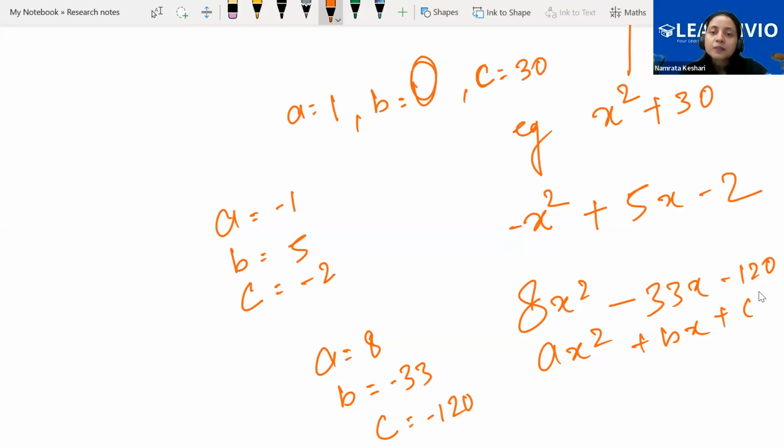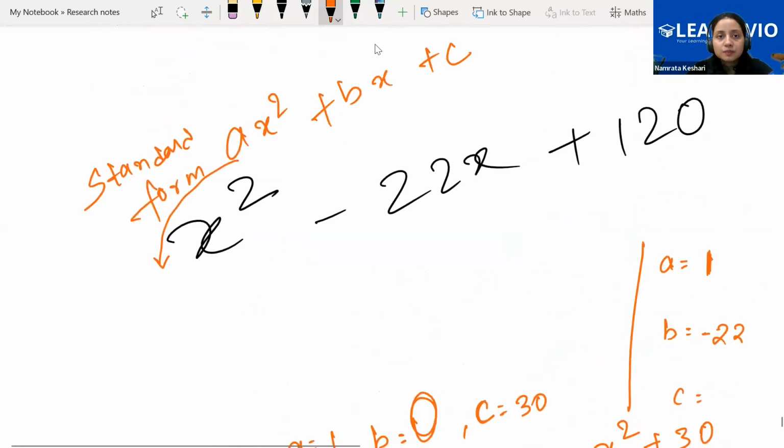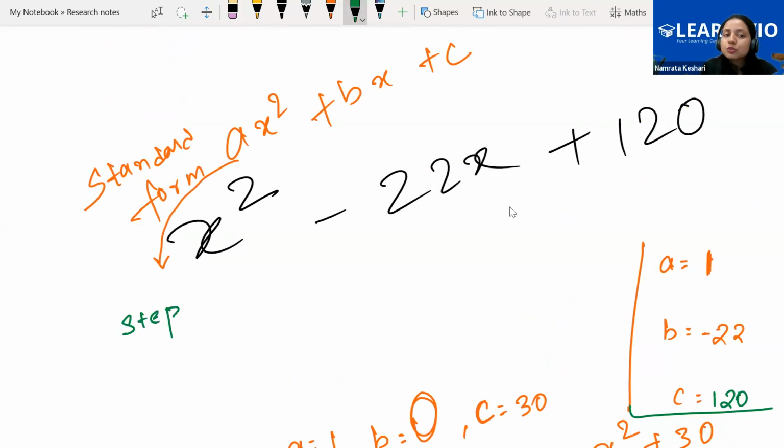Yes, ma'am. Now tell me what is c in our polynomial? 120, ma'am. Yeah, plus 120. This is our a, b, c. Now step 1 is to multiply a and c. So our a is 1, c is 120. We will do the multiplication and it will be 120.